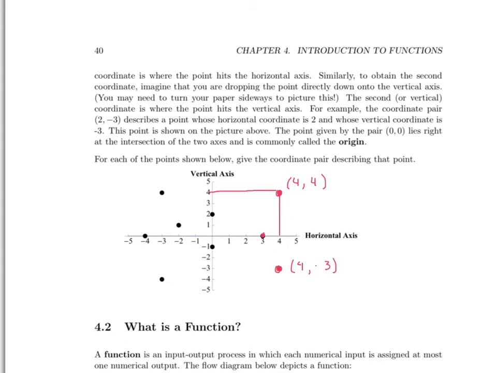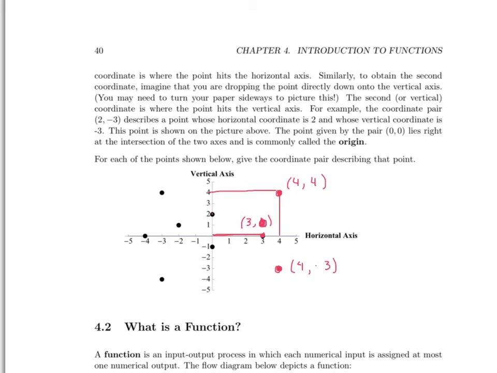Next point, we'll do the one right there. This point lies at the intersection of 3 on the horizontal axis and 0 on the vertical axis. Sometimes students have a hard time seeing that it's a 0 on the vertical axis. The easiest way to see this is by starting at this point and going all the way over to the vertical axis. You can see that we meet the vertical axis at 0. So that's where the second coordinate of 0 comes from.